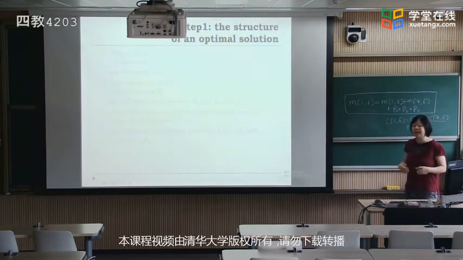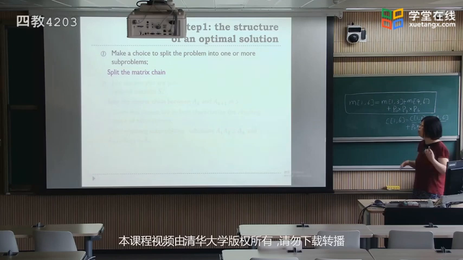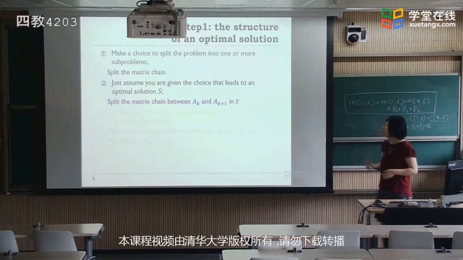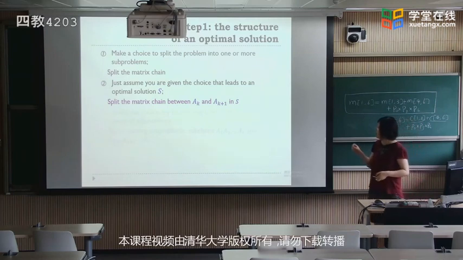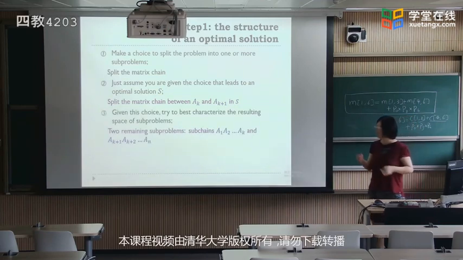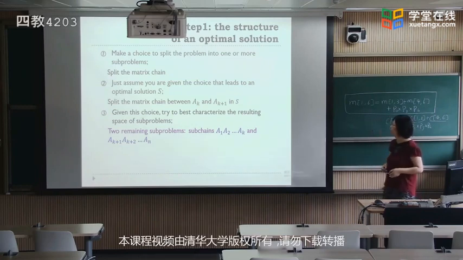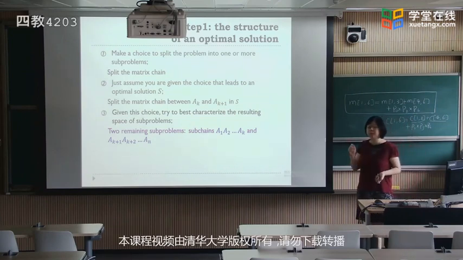Okay, and now let's characterize the optimal solution for a general instance. You have to make a choice to split the problem into 2 or more subproblems. In this case, we split the matrix chain. And assume you are given the choice that leads to an optimal solution S. So here, we assume we split the matrix chain between the matrix A sub k and the matrix A sub k plus 1. Given this choice, what are the remaining subproblems? And here, the two remaining subproblems are sub-chains from A1 to Ak and from A k plus 1 to An.